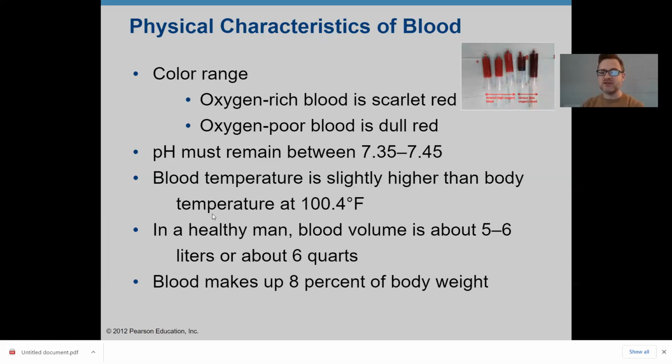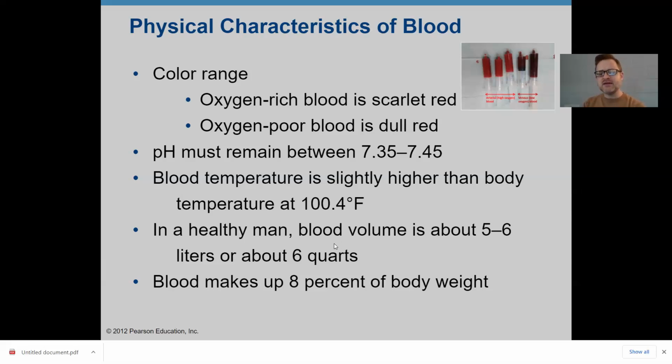When you go into shock, you see the blood pH is very slightly acidic. I'm sorry, very slightly basic. And if you vary that range too much, you have a very, very bad day. Your blood temperature is slightly higher than the average body temperature, in this case about 100.4 degrees Fahrenheit.